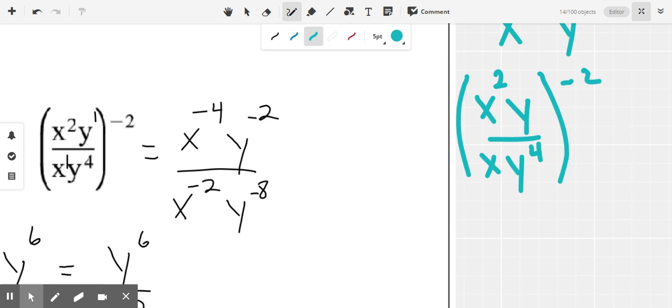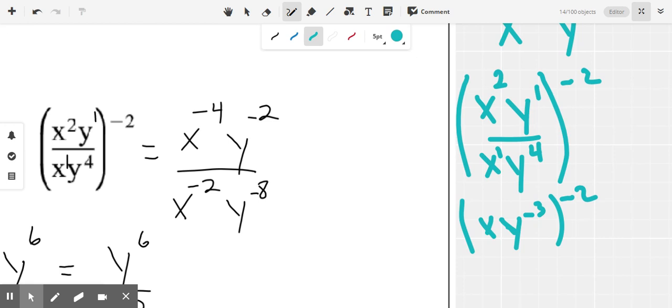So remember our order of operations. Our order of operations says do everything in parentheses first. Inside that parentheses, I can simplify by division before I do my exponent. So what we're going to do is subtract. X is 2 minus the understood 1 is 1, so I've got x to the 1st. Y, that's an understood 1. Y is 1 minus 4. If you need a calculator, that's fine, but that is negative 3. And then that's been raised to the negative 2 power.